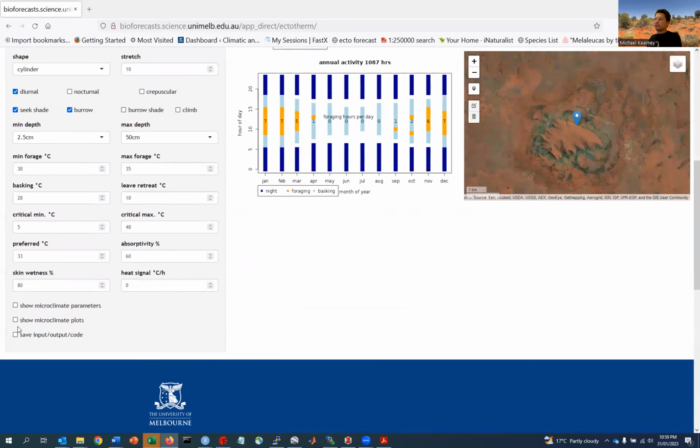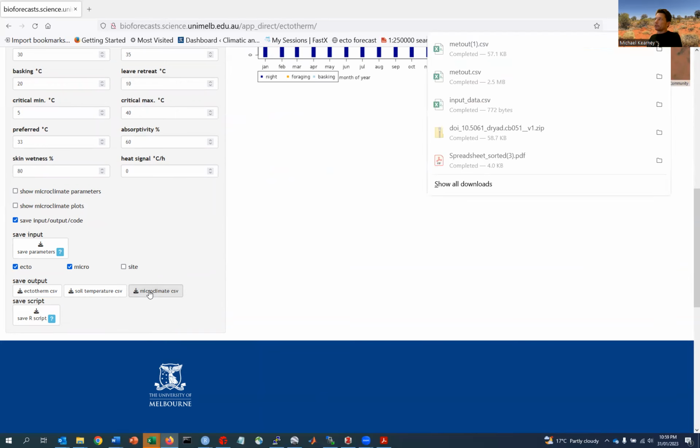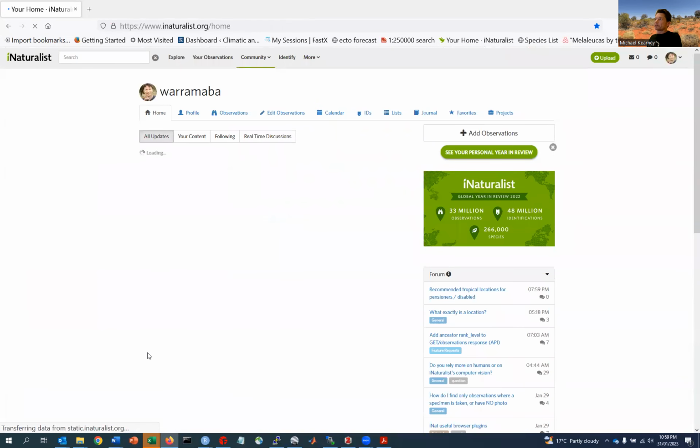And again, if you want to, you can save your parameters for the ectotherm model, microclimate model, and site. And you can also save the output. And I didn't really show this in detail before, but if you wanted to get the microclimate output, you just click on this and you'll get a CSV file, which has all the microclimatic conditions.